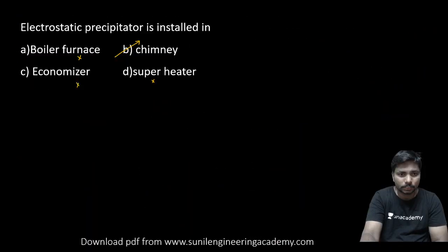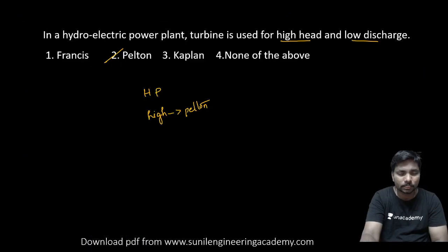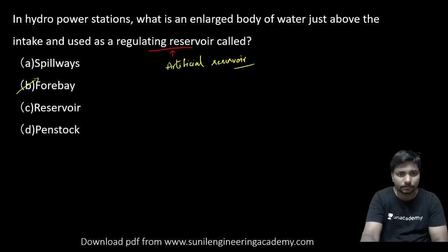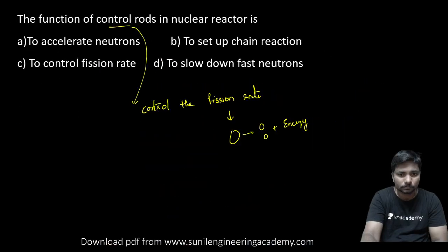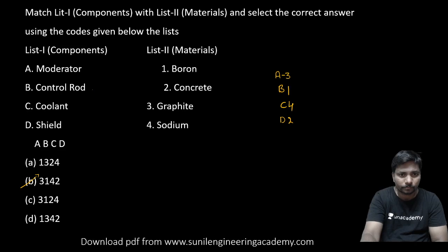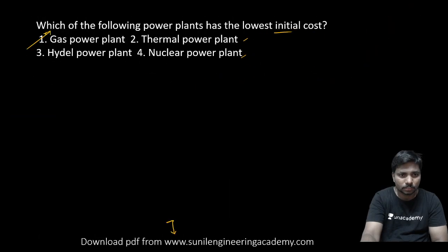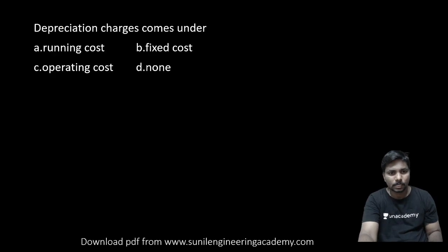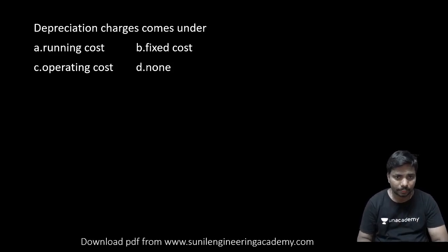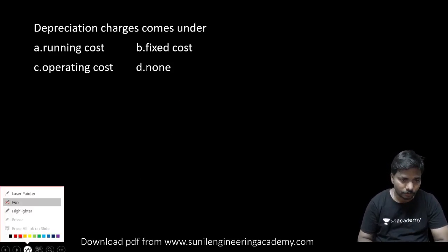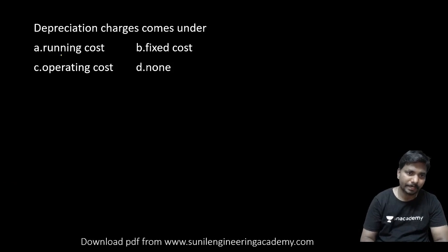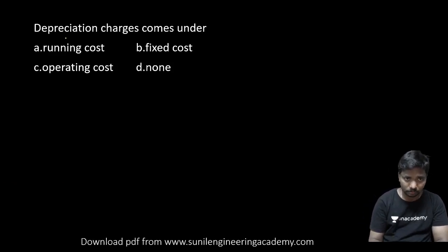Let us start. So all these generation based questions are completed. Now coming to economics based questions. Coming to the first one. Depreciation charges comes under dash: running cost, operating cost, or fixed cost. And we know running cost and operating cost both are the same. What are these depreciation charges?